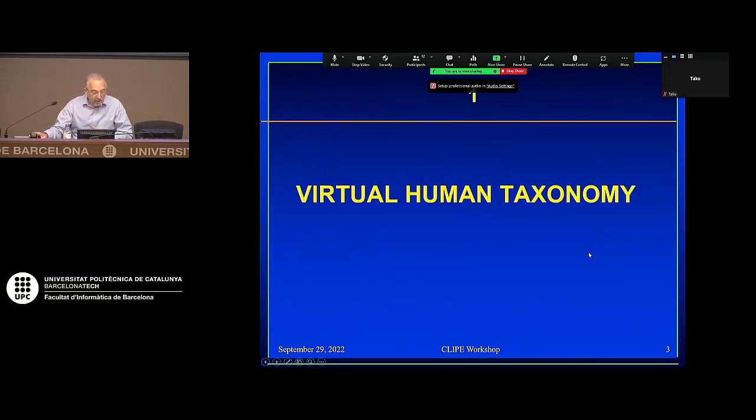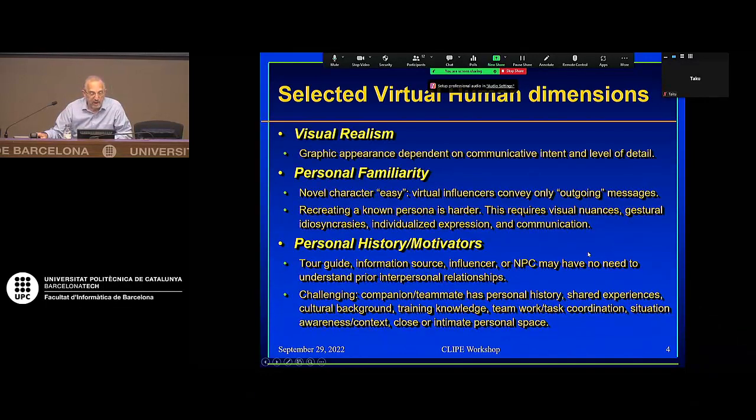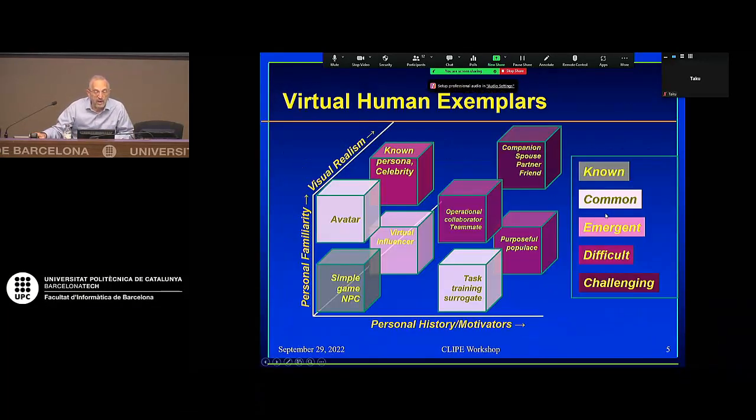So let's start with the virtual human taxonomy. I've seen a few, but I'm going to give you my take on this in 3 dimensions: visual realism, personal familiarity, and personal history or motivators. And rather than read all that to you, let me give you the graph. These boxes clearly overlap a lot, but if you look at applications of virtual humans, they span all the way from pretty well-known NPCs in games to, again, well-known avatars.